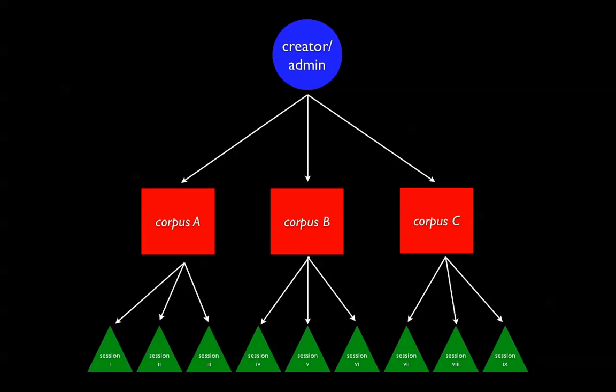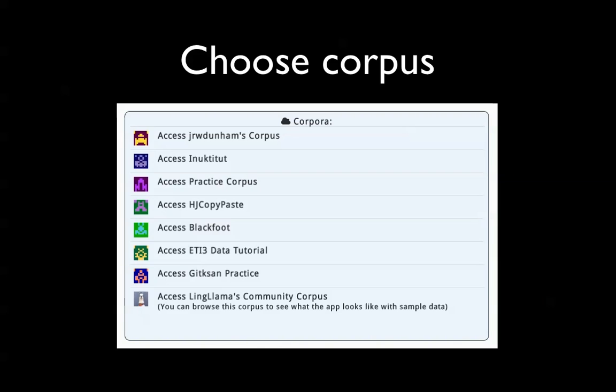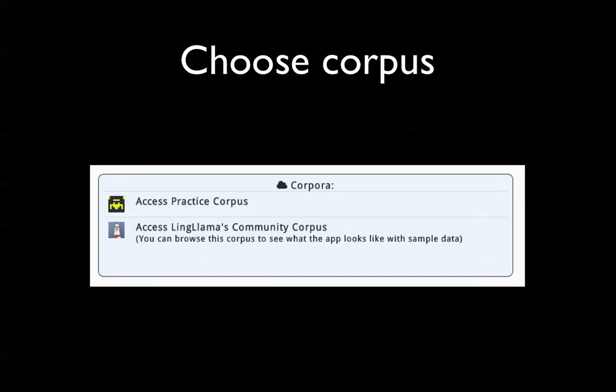Remember LingSync's hierarchical data structure. Access to data is controlled at the corpus level. Once you've logged in, you'll see the list of corpora that you have access to. These are the ones that I have access to. Yours will probably look something like this. You can click on a corpus to begin using it.